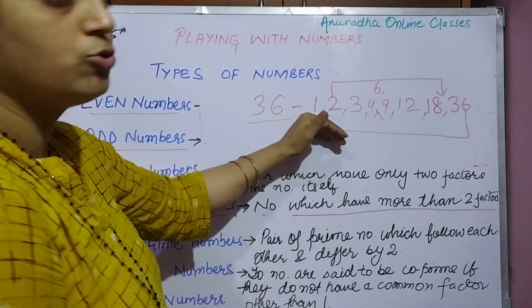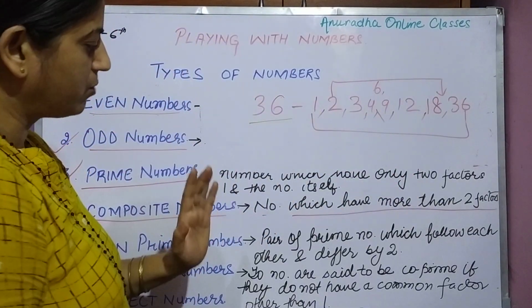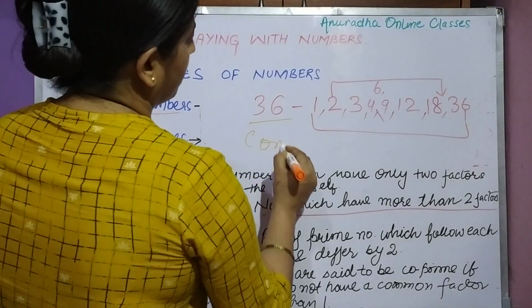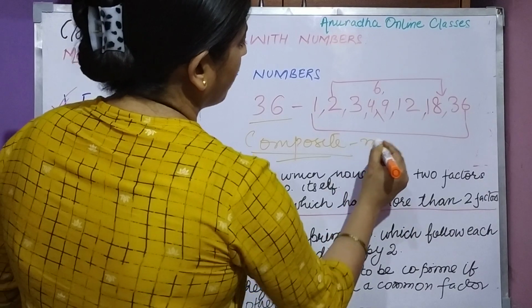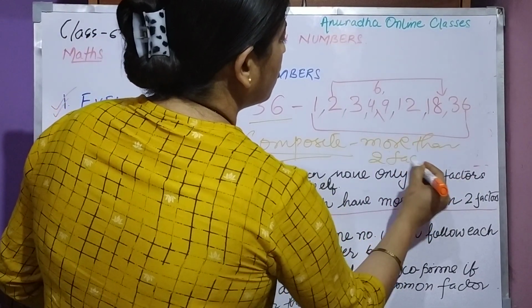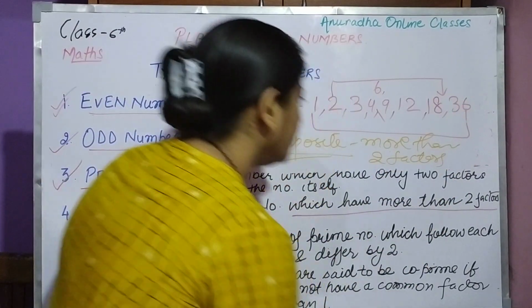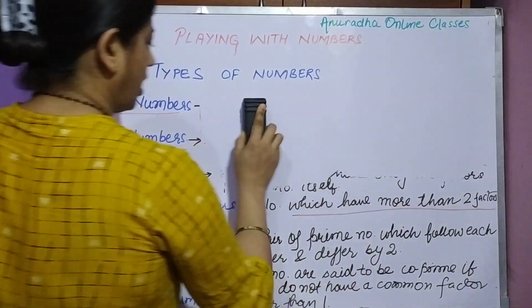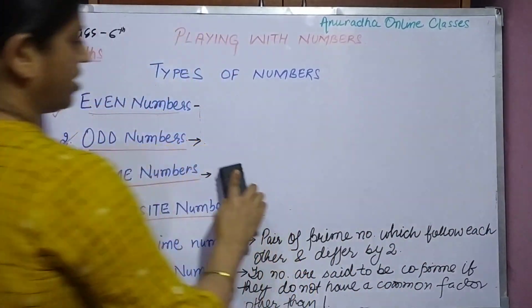So it is more than 2 factor. Yes, it is divisible by these many numbers. That means this number is prime or composite. This is a composite number, right children? This is composite number. Why? Because it is having more than 2 factors. Okay? If a number is having more than 2 factors, then that is a composite number. So let us come to the next. Composite till composite we have done.